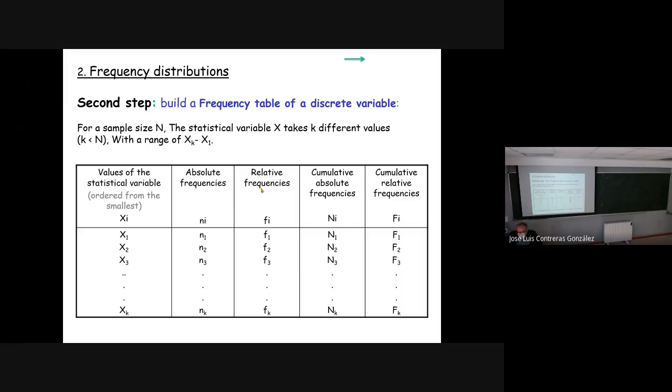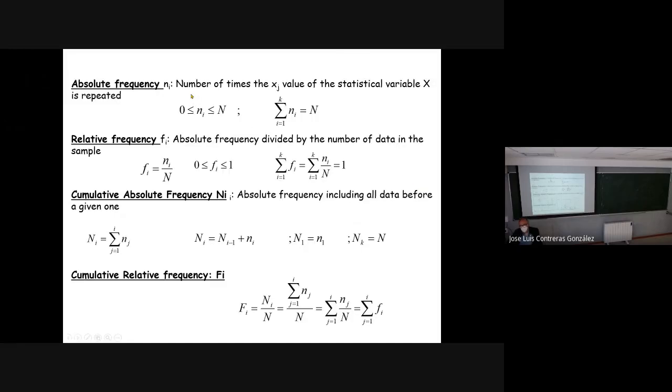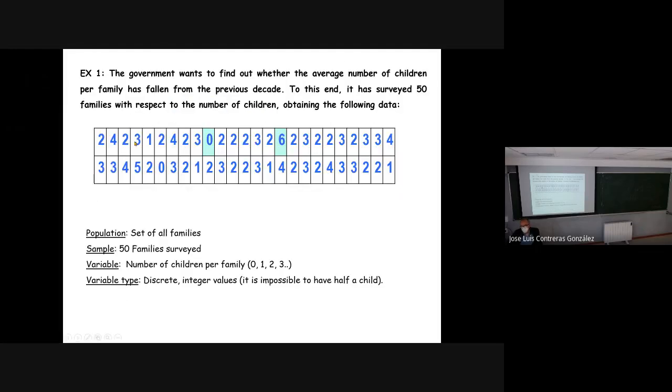A frequency table is a table like this, where you have in the first row the values of the statistical variable, ordered normally from the smallest one up to the highest one, then absolute frequencies, relative frequencies, cumulative absolute frequencies, and cumulative relative frequencies. I'm going to explain the meaning of this in the next slide. So absolute frequency is simply the number of times that a value appears. How many times do we have a 3? How many times do we have a 2?